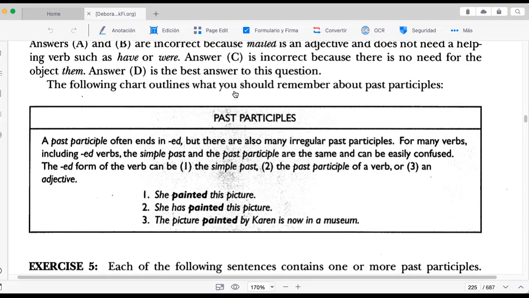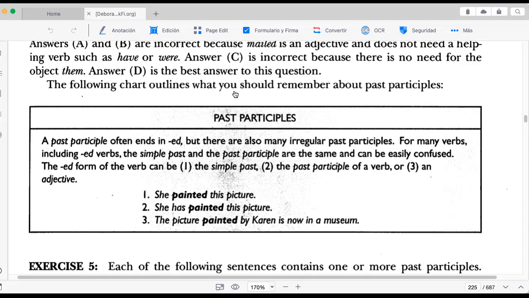Okay, past participles. A past participle often ends in ed, but there are also many irregular past participles. For many verbs, including ed verbs, the simple past and the past participle are the same and can be easily confused. The ed form of the verb can be one, the simple past, two, the past participle of a verb, or three, an adjective. And we have three examples that explain what we have already read.